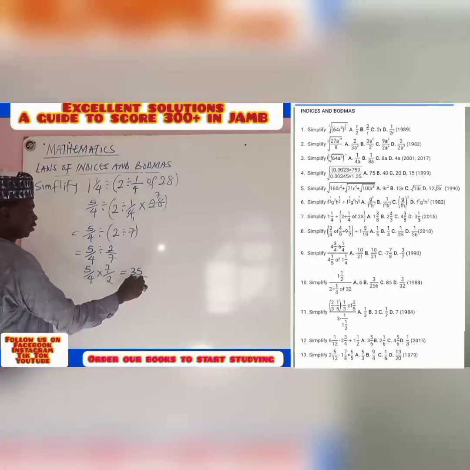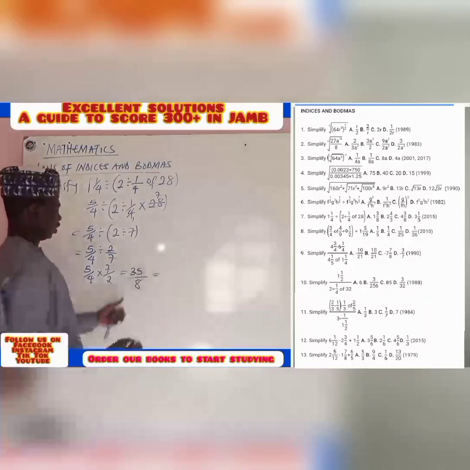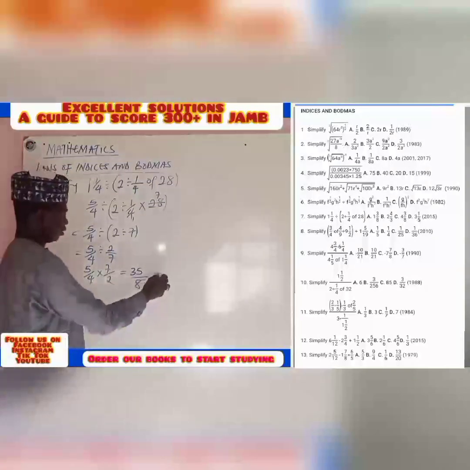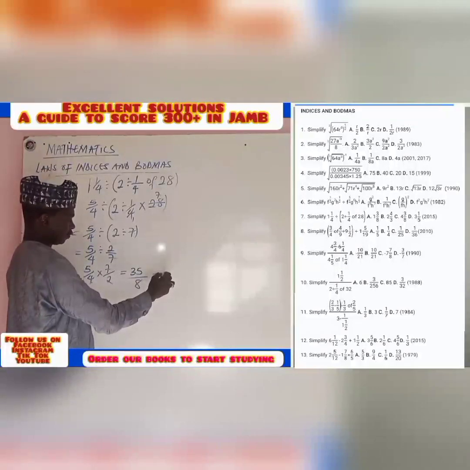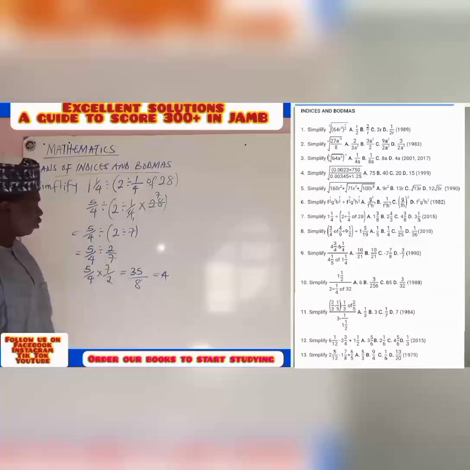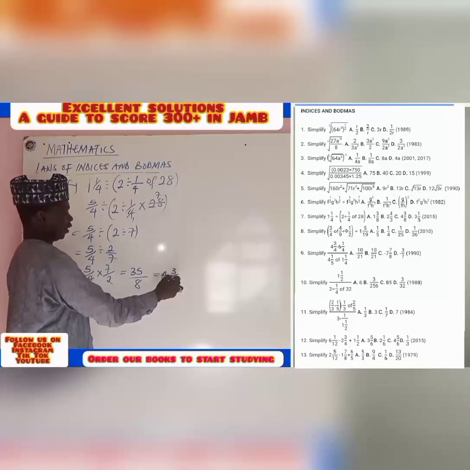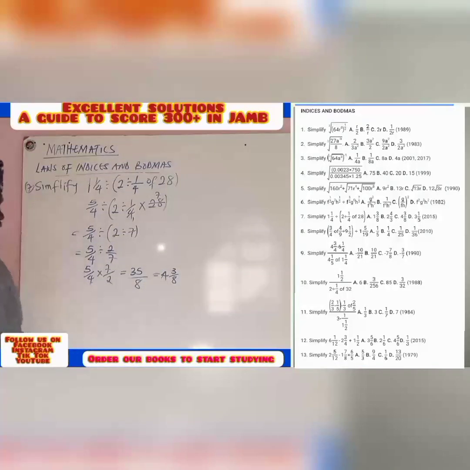35 over 8. So if we divide this 35 over 8, how many 8 are in 35? We have 4, which is the same as 32. So we have 4 whole number, remainder 3, so 3 over 8. So we are going to have 4 whole number 3 over 8.